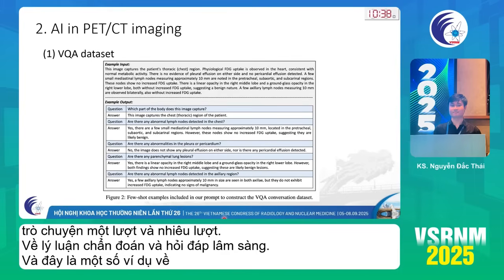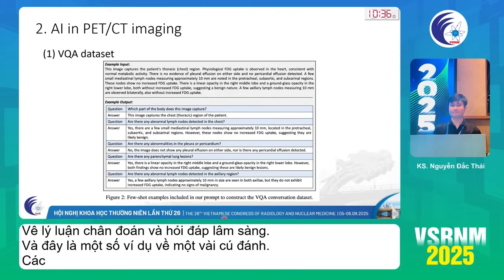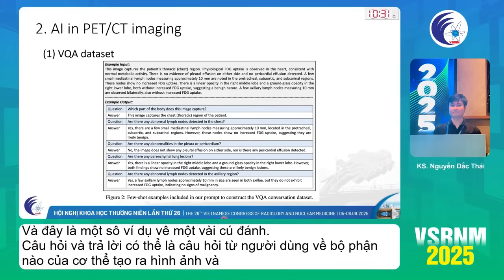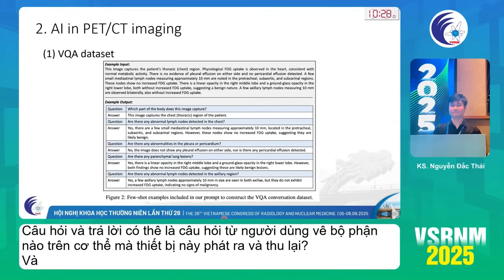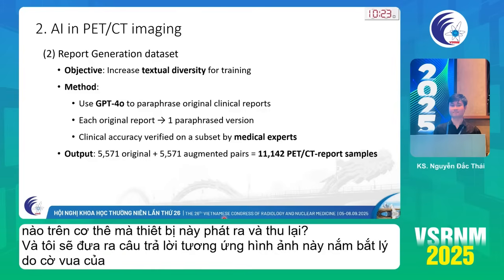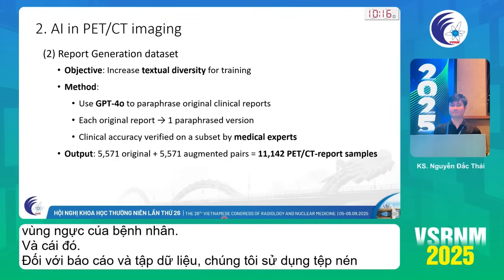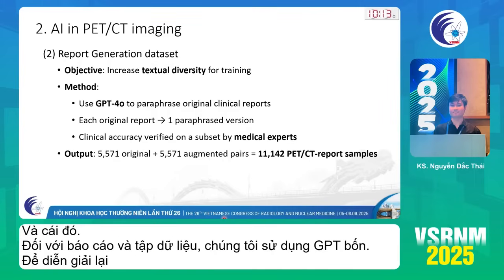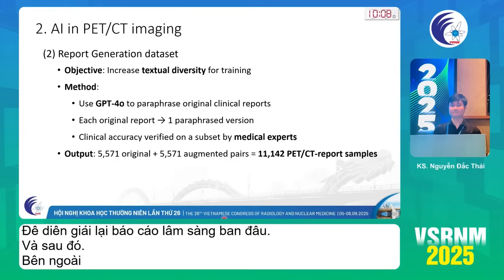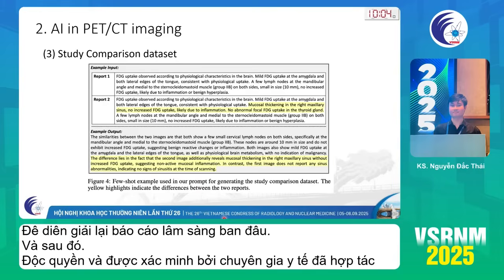The Q&A can be a question from the user, such as, which part of the body does this image capture, and the AI will give the corresponding answer: this image captures the chest region of the patient. And for the report generation dataset, we use GPT-4o to paraphrase the original clinical report, and each paraphrase is then verified by the medical expert that collaborated with us on this research.